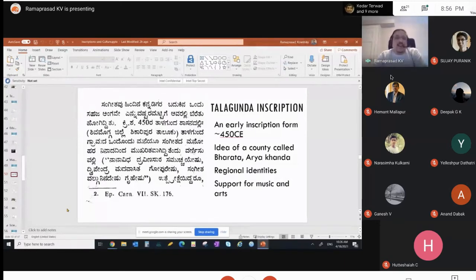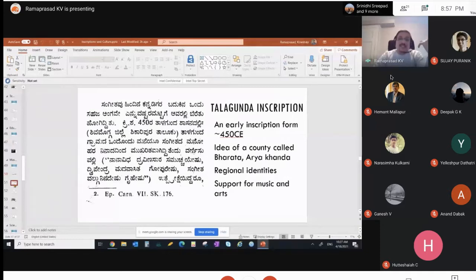It talks about how music was being heard from places and from houses, and how the whole place was resounding with music. Nana vida dravina sara samuchayeshu Dipendra madavasita gopureshu Sangeeta valgu ninadeshu griheshu. So music coming from all around. This is what the Talagunda inscription of 450 says.